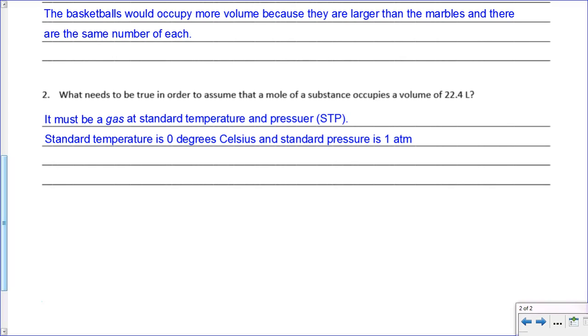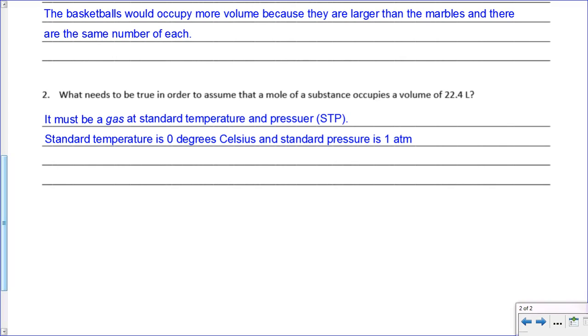And then as a reminder, the standard temperature is 0 degrees Celsius and the standard pressure is 1 atmosphere of pressure. 0 degrees Celsius is the freezing point for water, and 1 atmosphere is the normal atmospheric pressure at sea level. And so if you're, say, standing next to one of the oceans or standing next to the Gulf of Mexico on an average day, the air pressure on that day is 1 atmosphere of pressure, and that is the standard pressure that we use in chemistry.